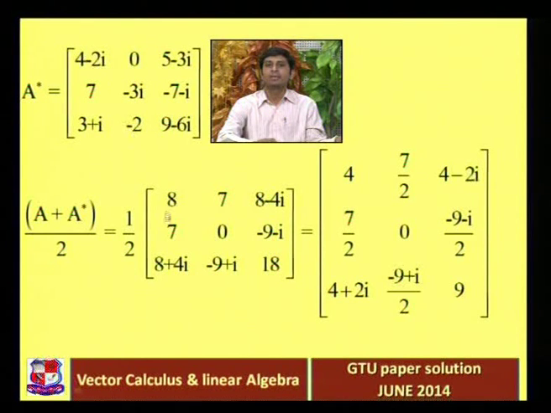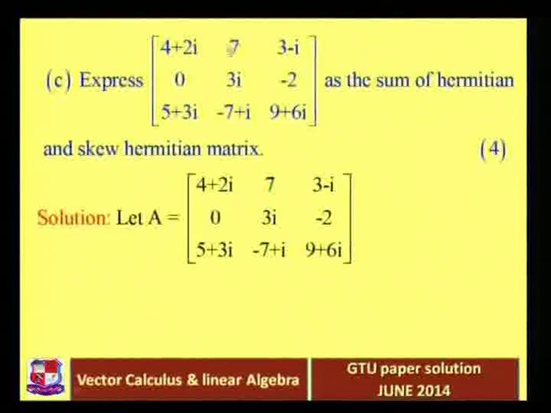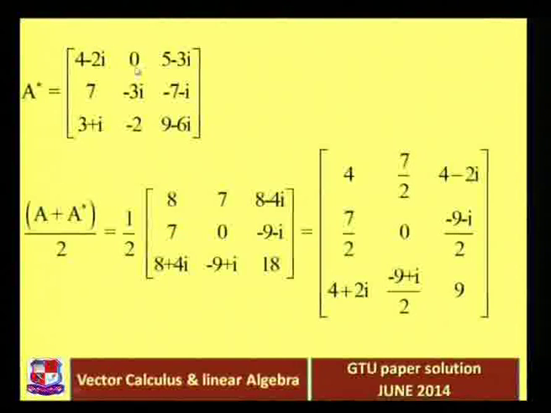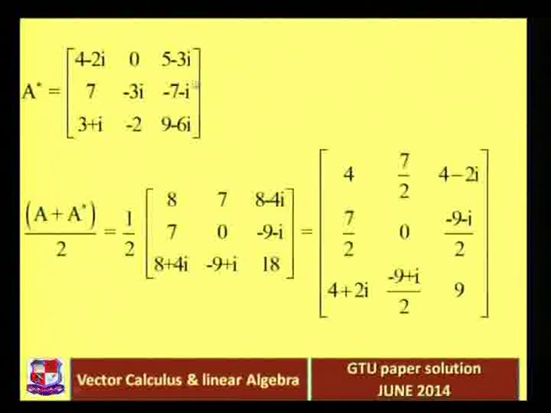This two element will become 8. Then in this matrix you can see this is 7, right, and here 0, so 7 plus 0 is 7. Then in this matrix 3 minus i, and this is 5 minus 3i. So when we sum up these two complex numbers, that will become 8 minus 4i.